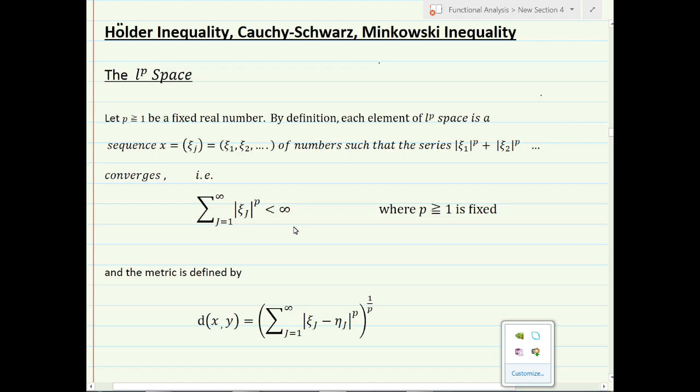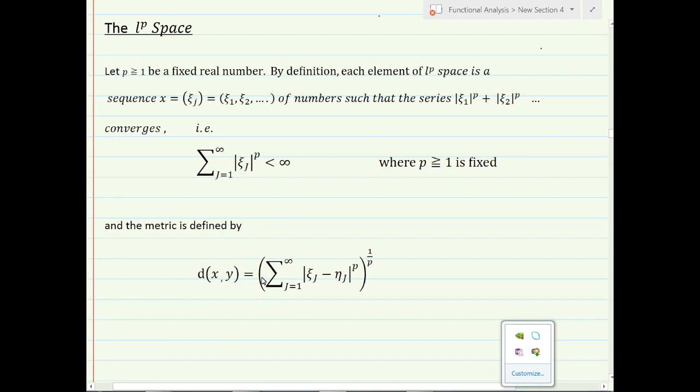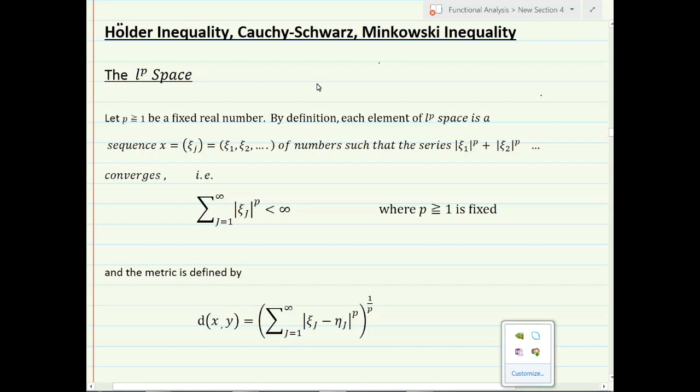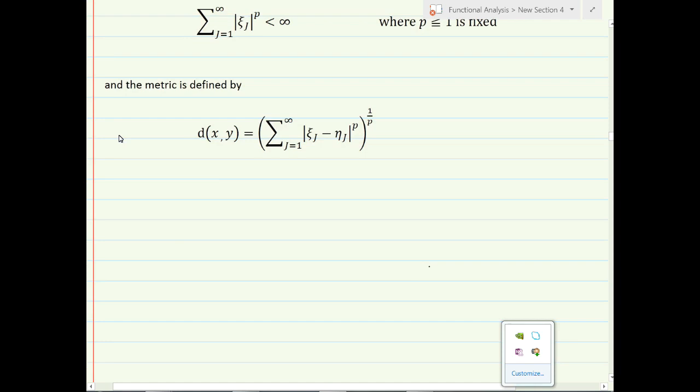and the metric is defined by d of x and y is equal to the summation over j equal to 1 to infinity of the absolute value of xi j minus zeta j power p, and whole raised to the power 1 divided by p. We will prove in the next lecture that this space is a metric space. But for now, we are going to prove the Holder inequality. So let me derive the Holder inequality.